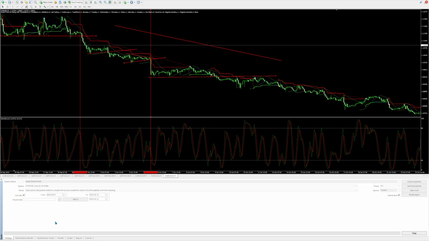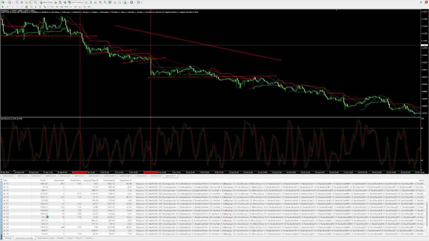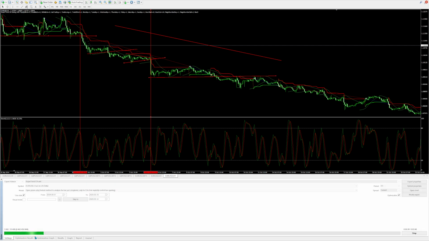Now, depending on the speed of your computer and how many settings you've selected to be optimized, and the progress bar you can see going along here. And if you go in optimization results, here you will see the results of the various different combinations that we have selected. Okay, so different stop loss, take profit, closing opposite, and all the time frames and that. Yeah, and so we just let that run.